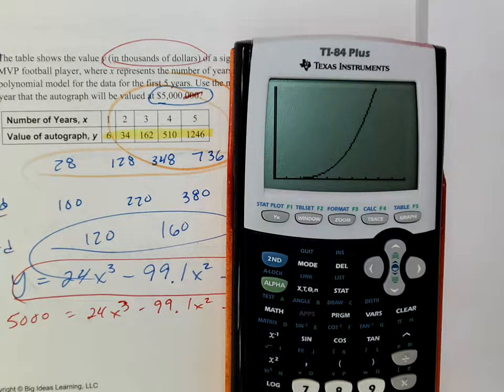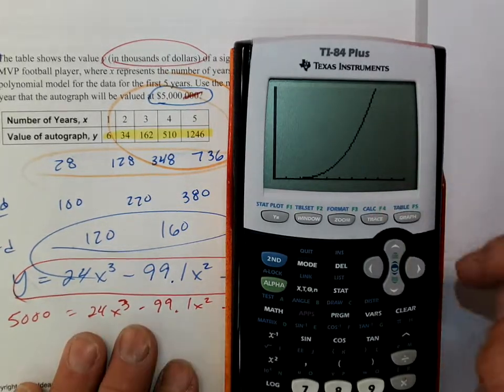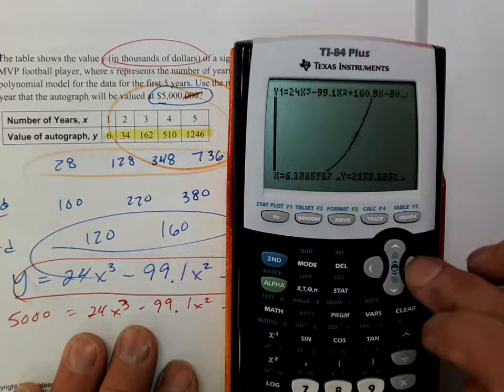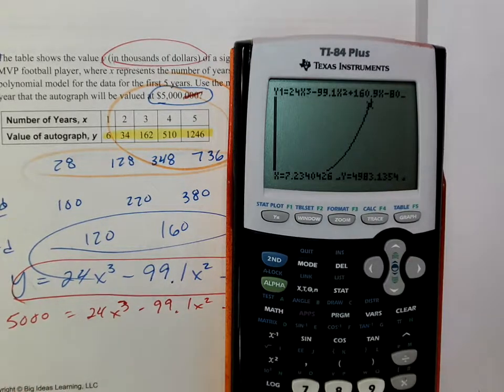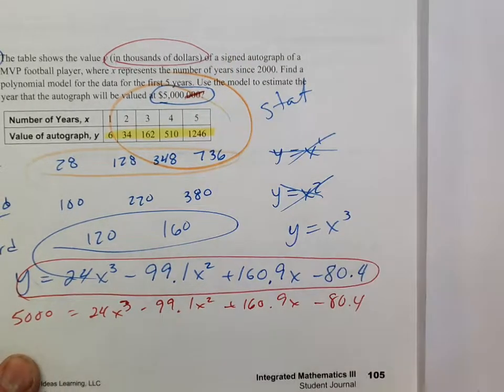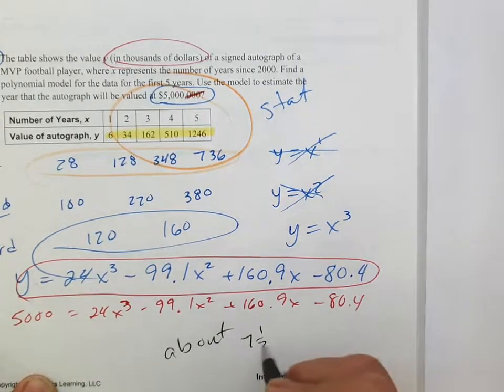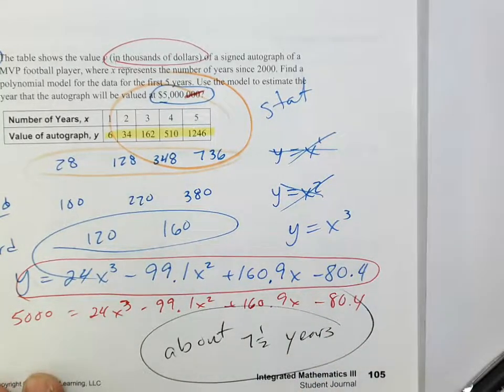And I'm going to trace it until the y value gives me 5,000, okay? So I'm going to go to trace. And I'm going to trace it until I get to 5,000. So I'm about 7 years. See that? It's a little over 7 years, maybe about 7.5 years. So I'm going to say about 7.5 years. Okay? Whew! Was that a hard lesson or an easy lesson?